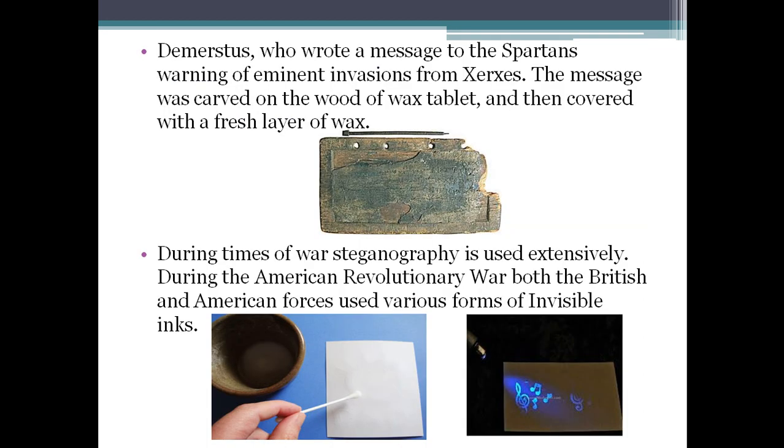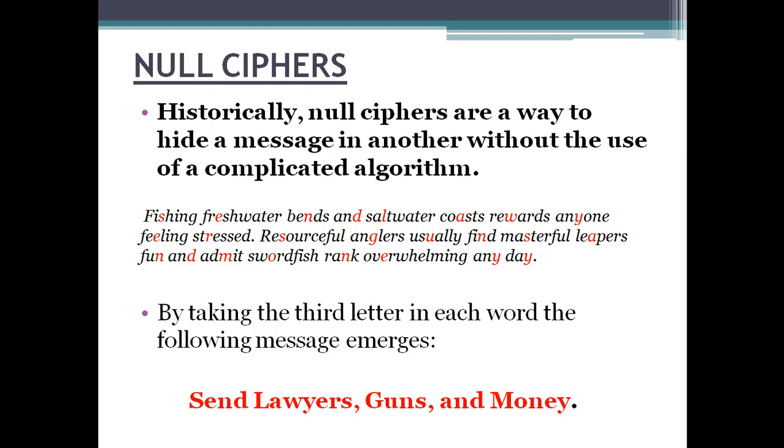Now at the time of the world wars, there came the use of invisible ink. This is also a form of steganography. Now what are null ciphers? Null ciphers are the first kind of steganography that was performed, we can say the early modern-day steganography. A null cipher is a way to hide a message in another without the use of complicated algorithms. That is, I can hide something behind other information by using my own methods and tricks.